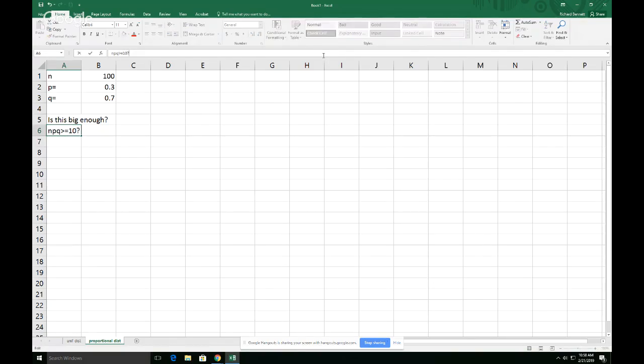So I'm going to take n times p times q, which is going to be 21. Is that greater than 10? Yes. So yes, it is large enough.